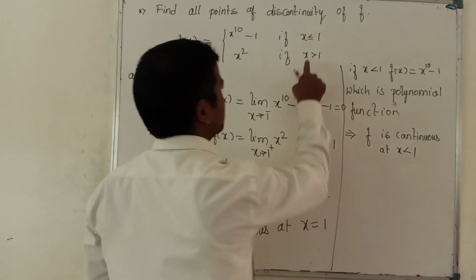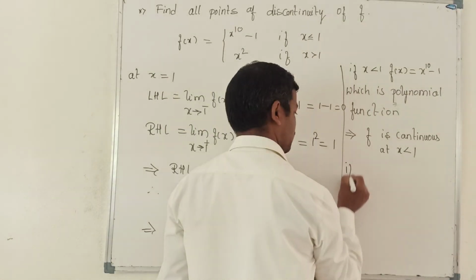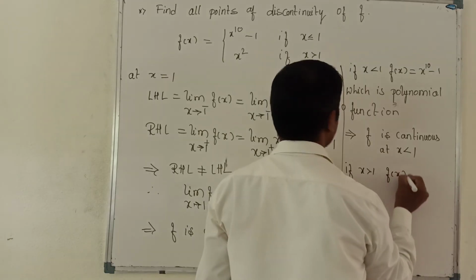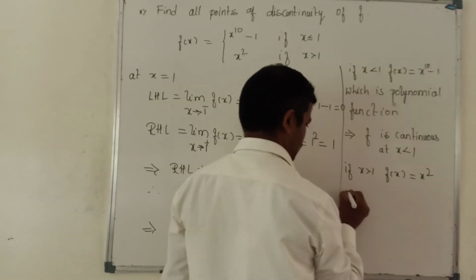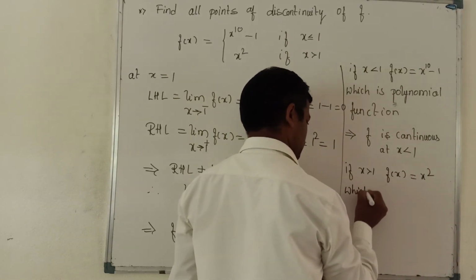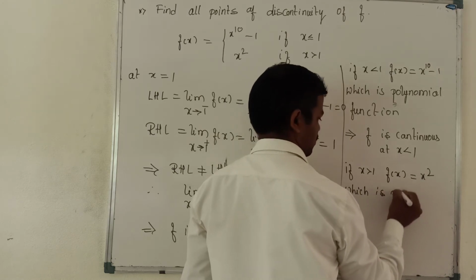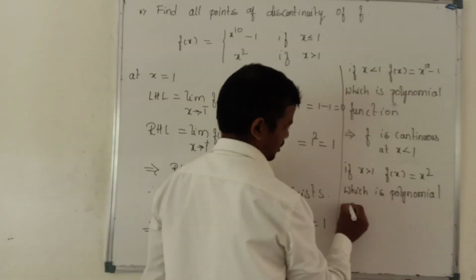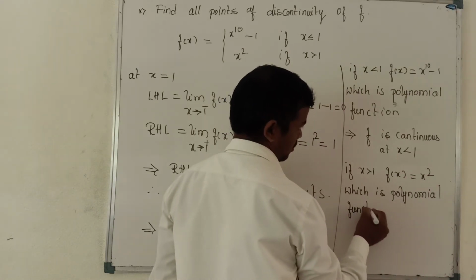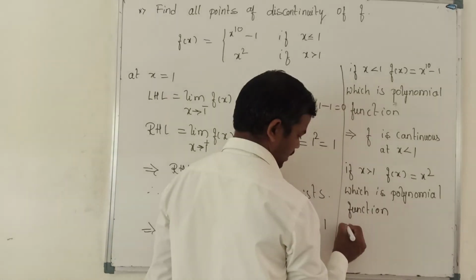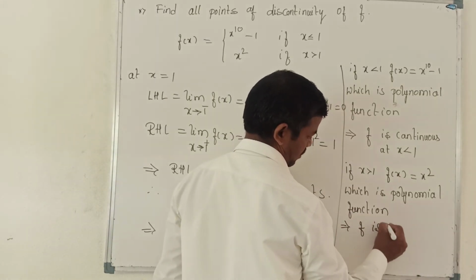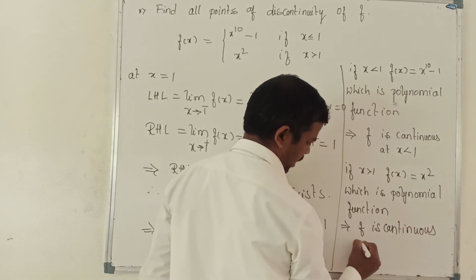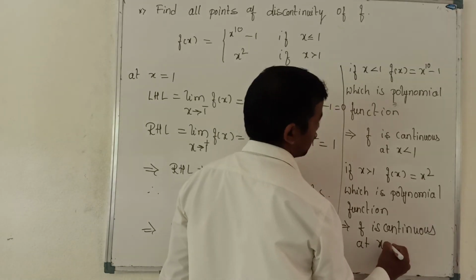Next, what is left? Greater than 1. If x greater than 1, f of x is x square, which is a polynomial function, which implies that f is continuous at x greater than 1.